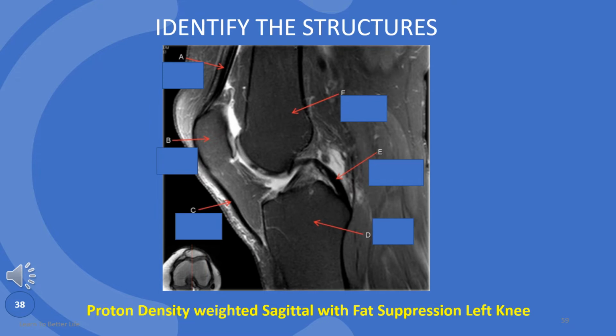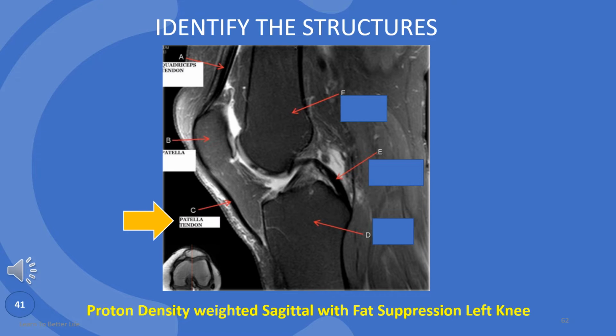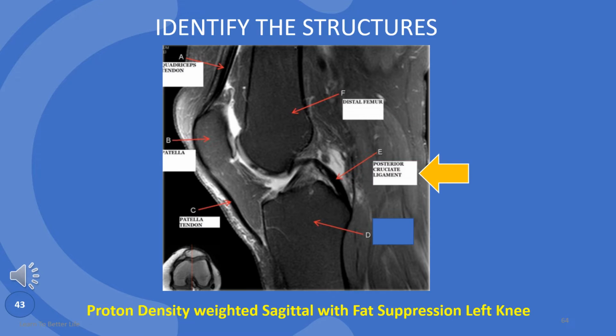Let's do some more of the knee. Any of these structures is fair game in the board exam. Hang in there. A is quadriceps tendon. B is easy, patella. C is patella tendon. Note that the tendons in this image are black. F is the distal femur. E, posterior cruciate ligament. And D is tibia.